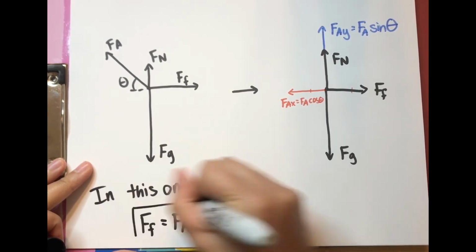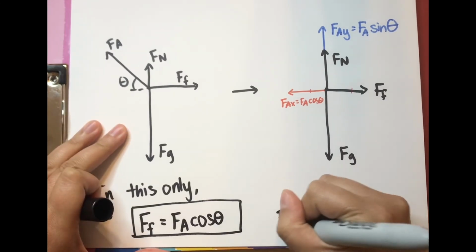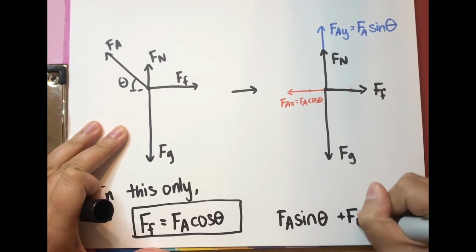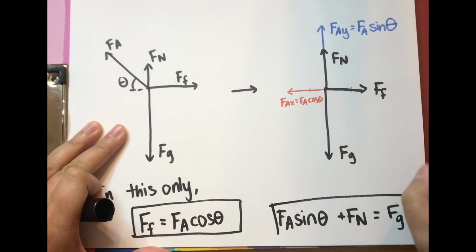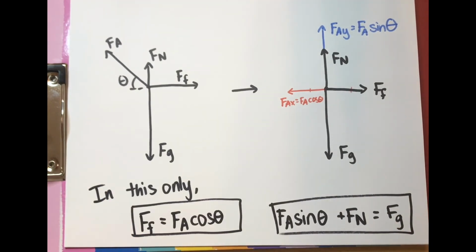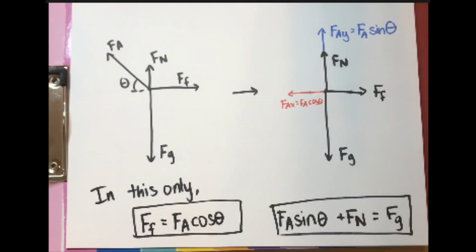Equation-wise, in only this scenario is this true, that the friction force is equal to FA cosine theta, and in the y direction, FA sine theta plus normal equals gravity. The reason I say this is only true in this scenario is if we change the direction of the applied force or the tension forces, those equations would change.